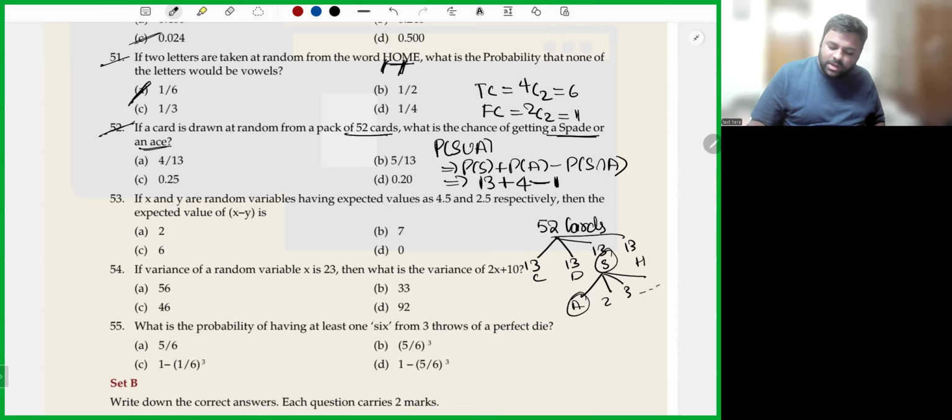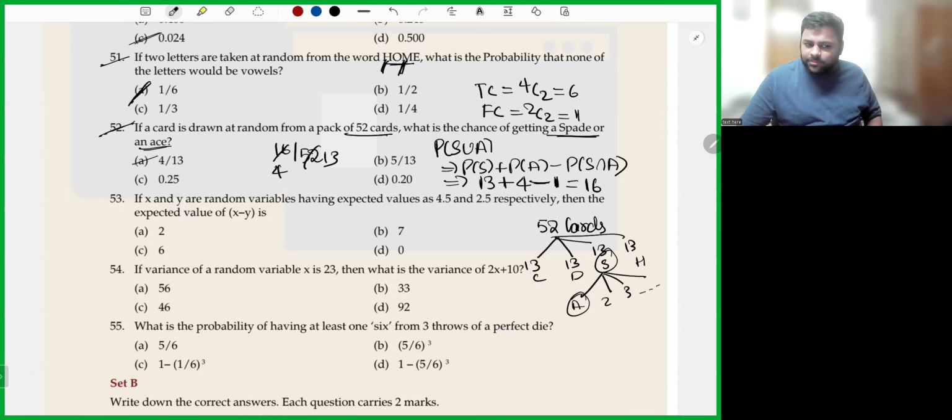That's the reason I'm doing minus 1. So 13 plus 4, 17. 17 minus 1 is 16. So what is the probability? Favorable cases divided by total cases. 4 4s, 4 13s. 4 by 13. Okay.